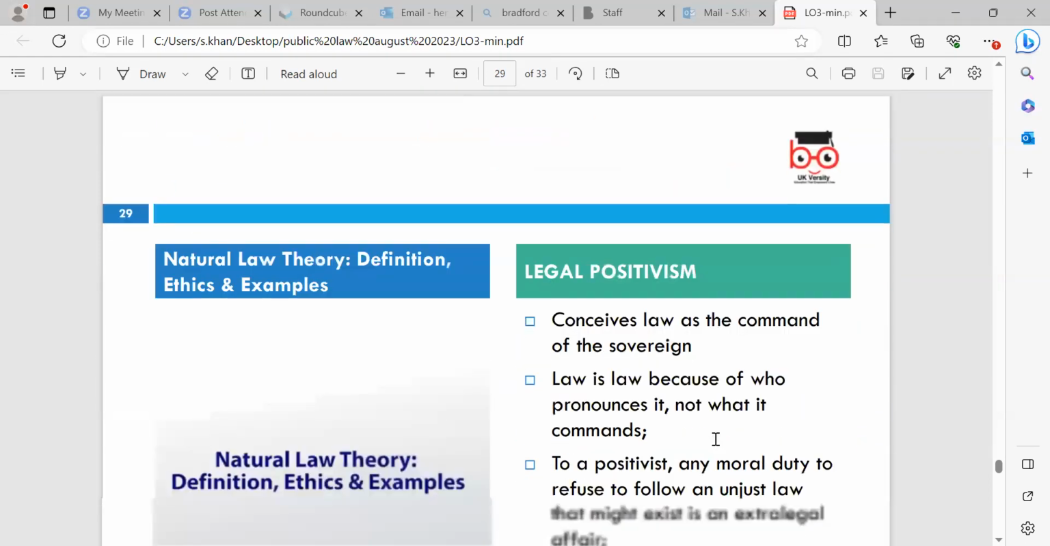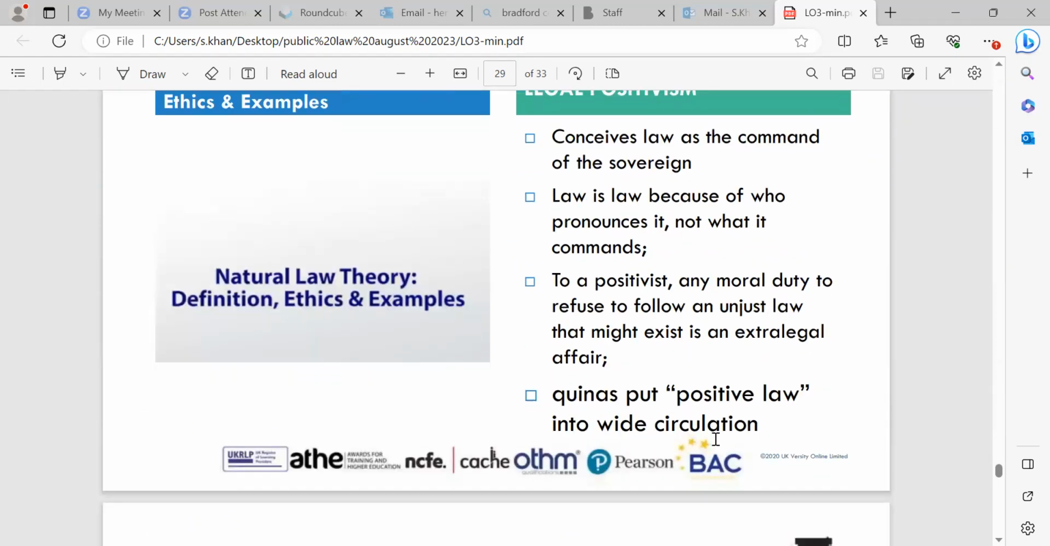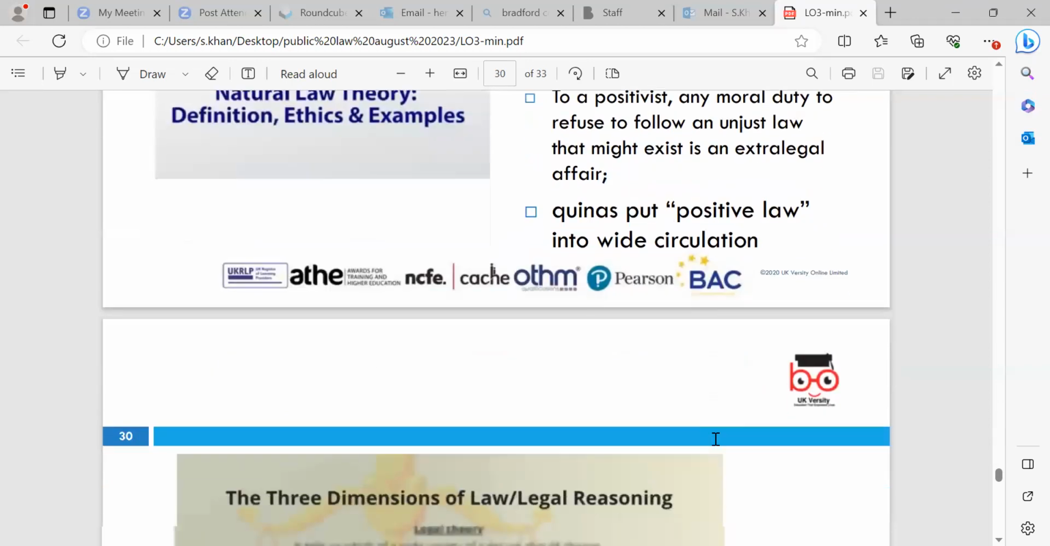So natural law theory: definition, ethics, and example. Legal positivism conceives law as the command of the sovereign. Law is law because of who pronounces it and not what it commands. To a positivist, any moral duty to refuse to follow an unjust law might exist in an extra-legal affair.